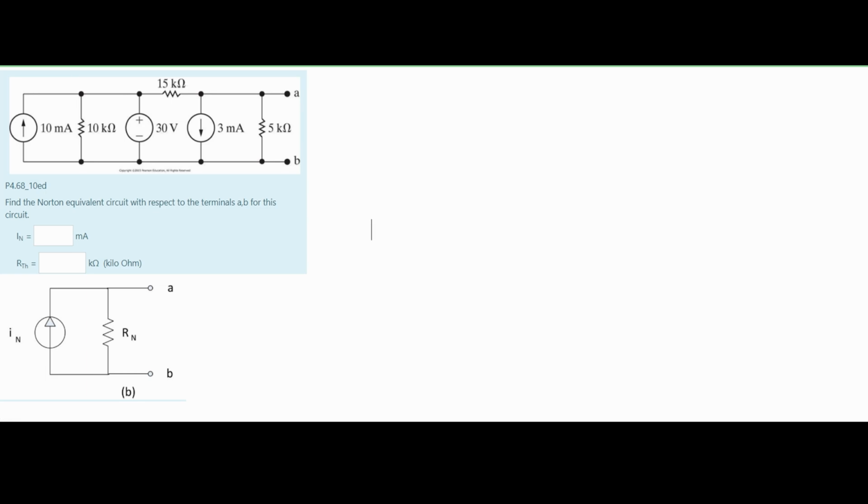In this circuit diagram, we need to find the Norton equivalent circuit with respect to terminals A and B. Our Norton equivalent circuit is this circuit that I have taken a picture of below and put in this problem. So it needs to look like this when we are done with it.